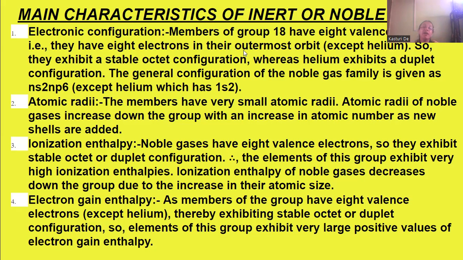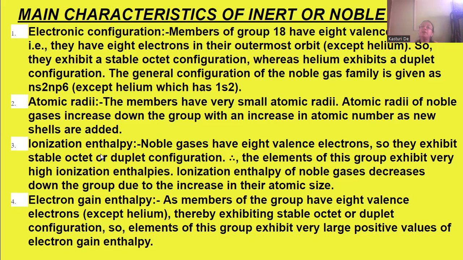Now, electron gain enthalpy. In the previous point, it was to separate the electrons from the stable electronic configuration. Here, for electron gain enthalpy, heat is required to accept electrons in their valence shell.